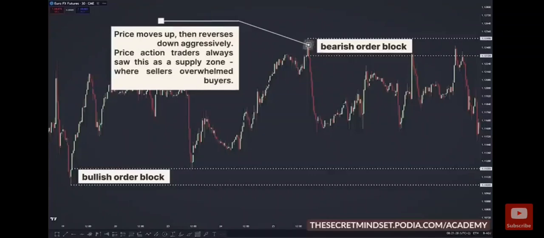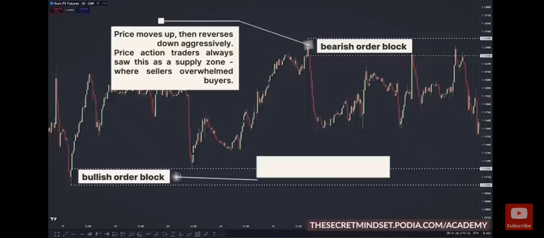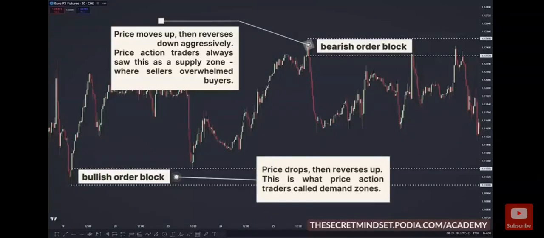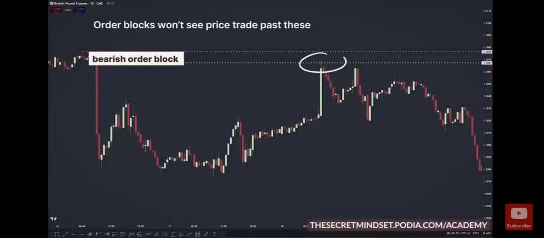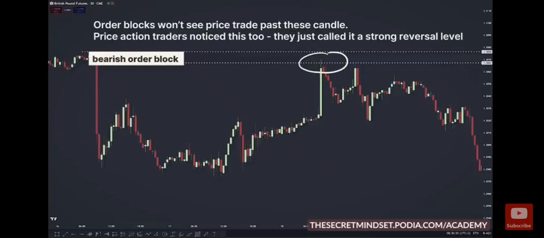Smart money concepts added specific rules about these zones. They say the best order blocks won't see price trade past this candle. But price action traders noticed this too. They just called it a strong reversal level. The market maker angle explains why these zones work. When big players need to fill orders, they create artificial moves in both directions.